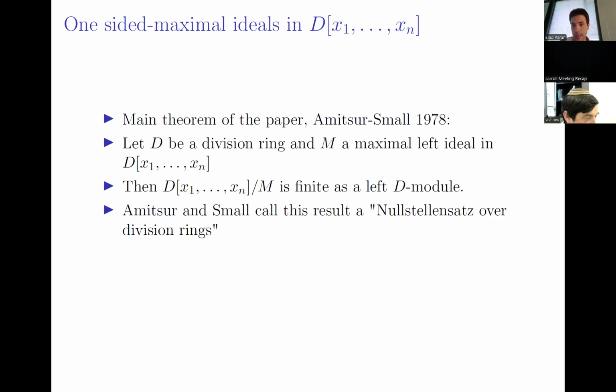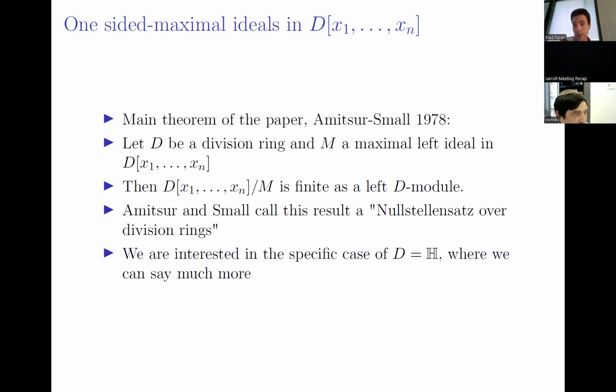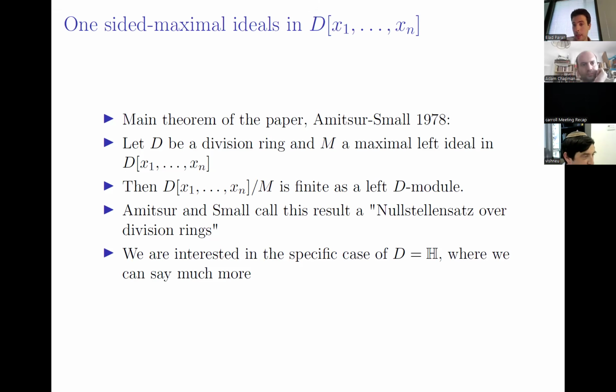In the commutative case, it is true that the Nullstellensatz is an immediate implication of Zariski's lemma. In the non-commutative case, it's not so straightforward. Nevertheless, whatever you want to call it, it is a very nice result. However, we are interested in the specific case where D is the quaternion algebra, and in this case, we can say much more.